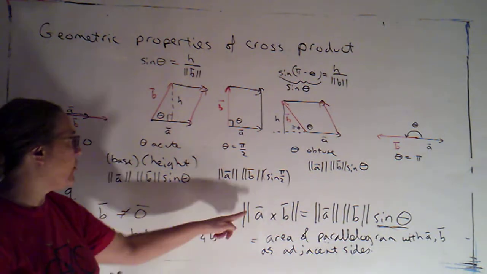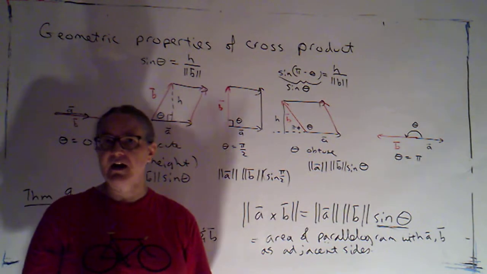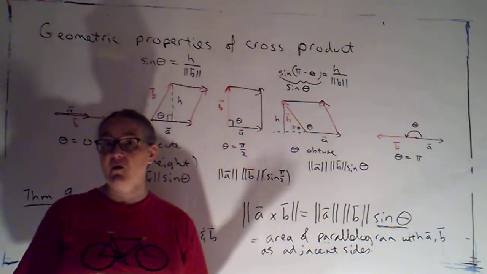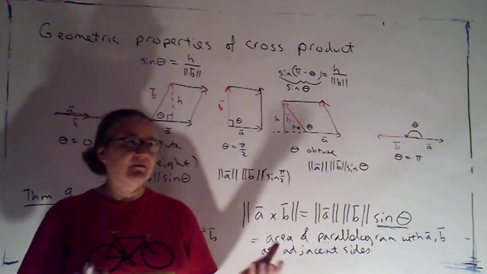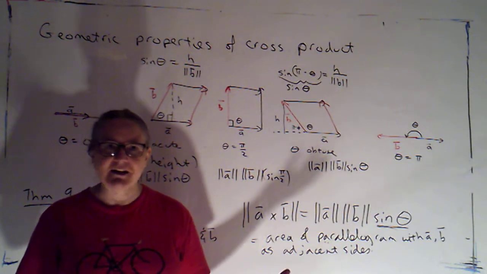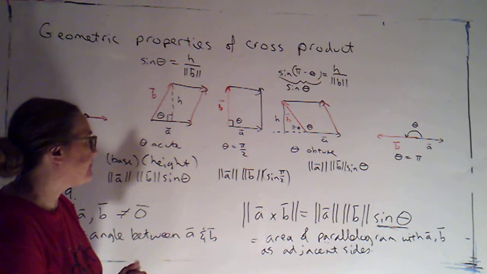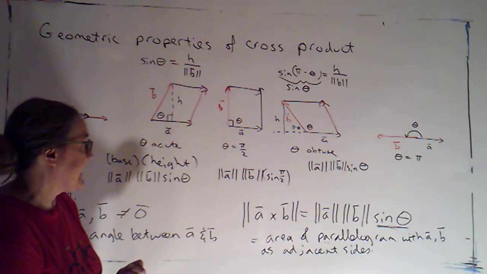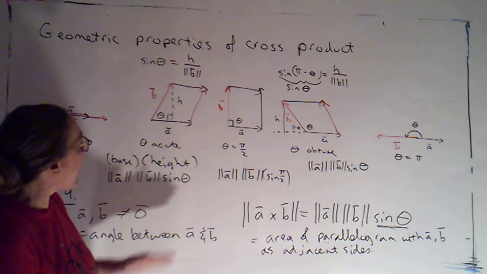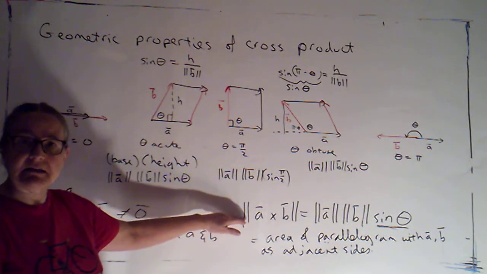And of course, if one of my vectors were 0, then the cross product is going to be 0. Well, I'm not getting any sort of a parallelogram in that case, and the magnitude of the 0 vector is 0. All right, excellent.